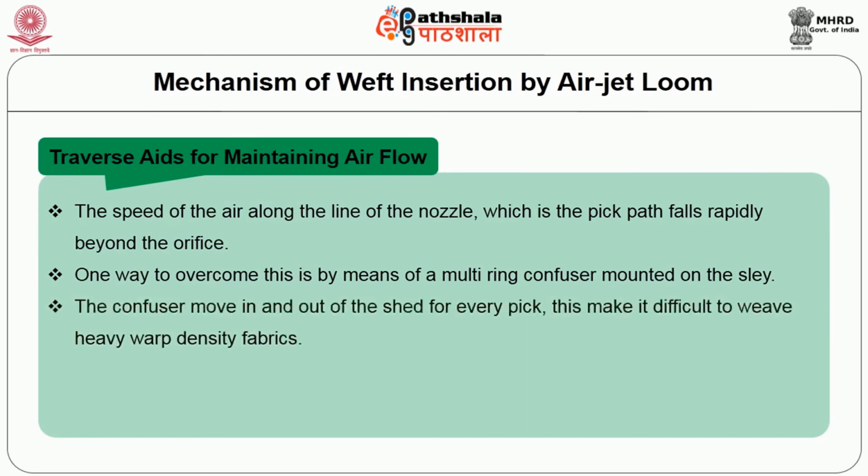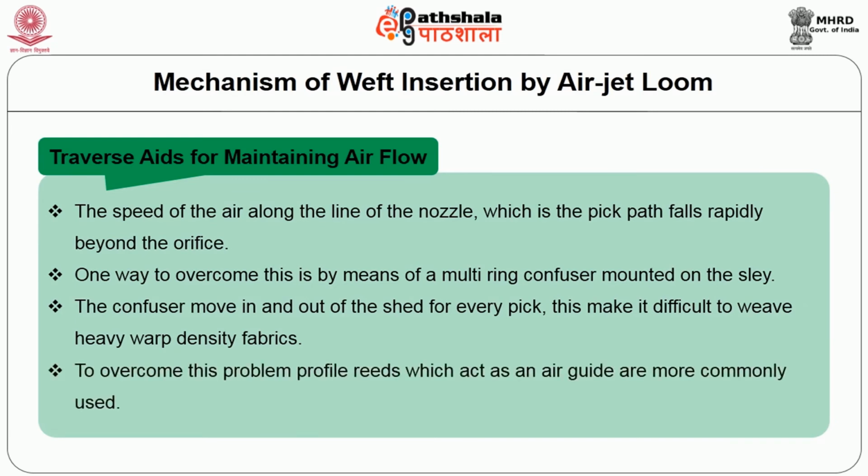The confuser moves in and out of the sley for every pick. This makes it difficult to weave heavy fabric densities. As such, to overcome this problem, profile reeds were developed, which act as an air guide and are more commonly used in modern air jet looms.